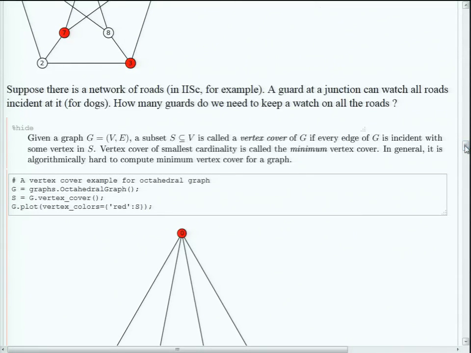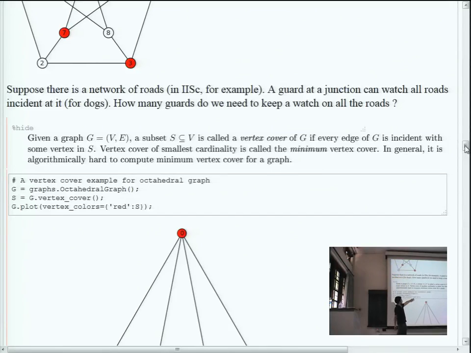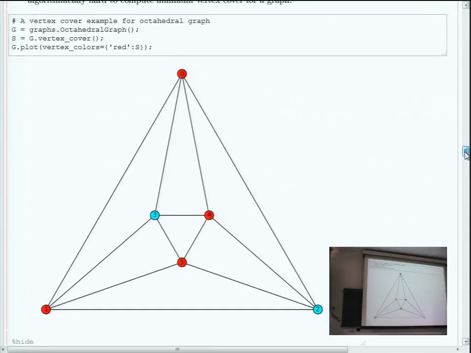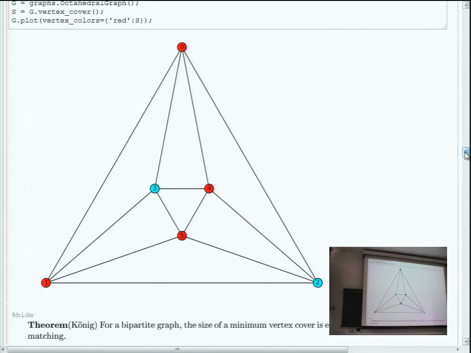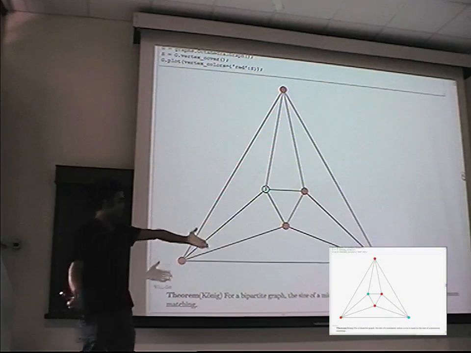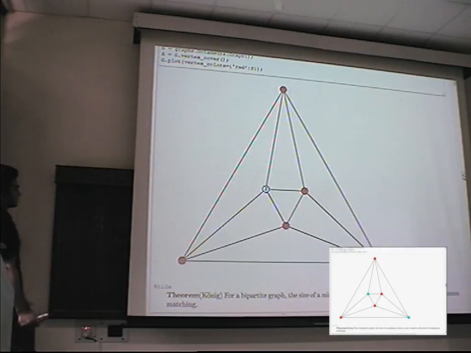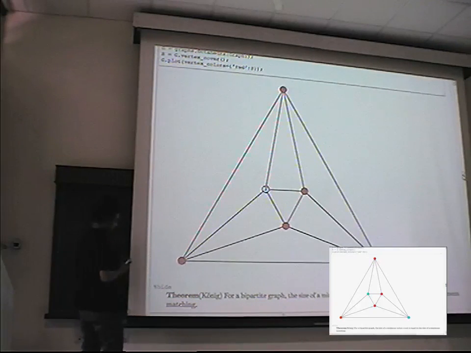But let's just see how you can compute it using Sage. It's very easy. You just build a graph. Let's say we take the octahedral graph again, and then just say, give me the vertex cover. And this is just to plot the vertices which are in the vertex cover in red color. So you get this. The vertex cover is in fact quite big here. There are 6 vertices and 4 of them happen to be in the vertex cover. So somehow for this graph you need a lot to cover all the edges.